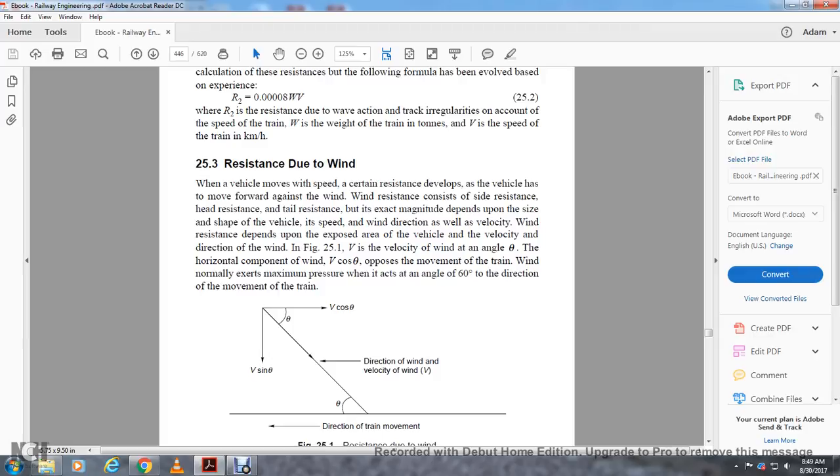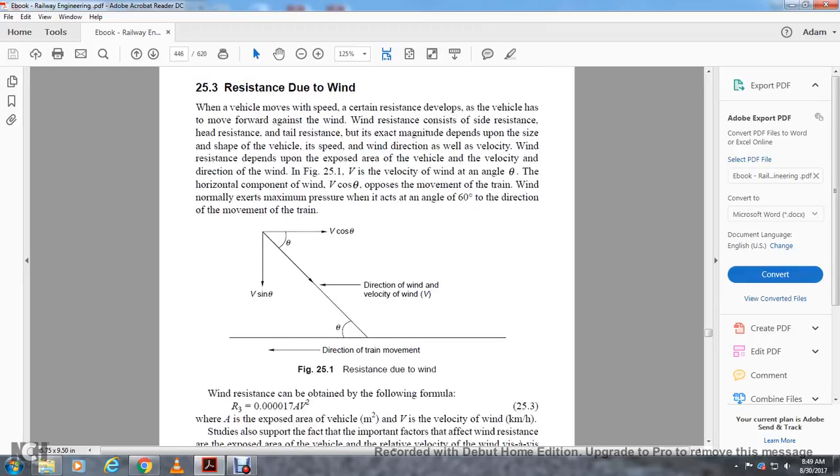Figure 25.1. V is the velocity of the wind, and θ is the angle. The horizontal component of the wind is the velocity of the wind times the cosine of the angle, opposite to the movement of the train. The normal exerts the maximum pressure at an active angle of 60 degrees to the direction of movement of the train. It shows V sin θ and V cos θ. The direction of the wind velocity is V, and the angle θ is to the direction of the train.